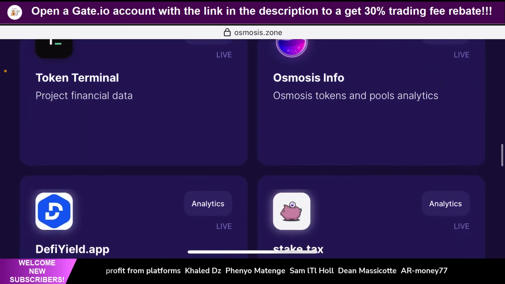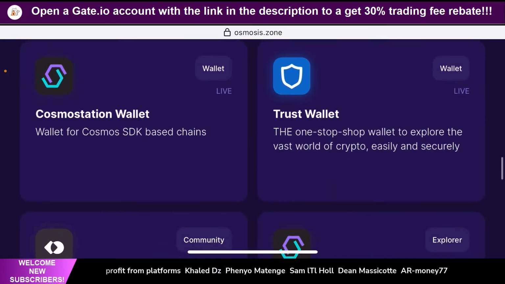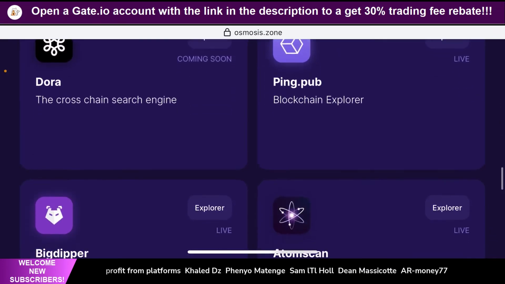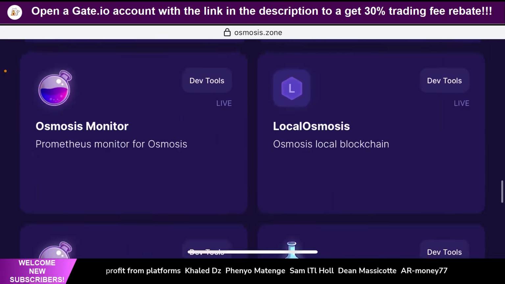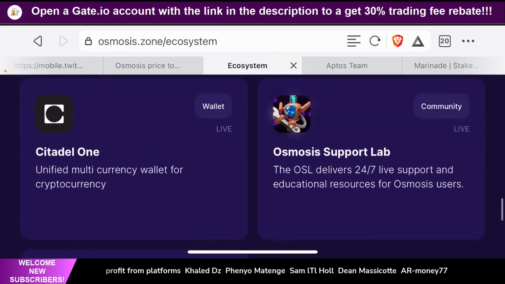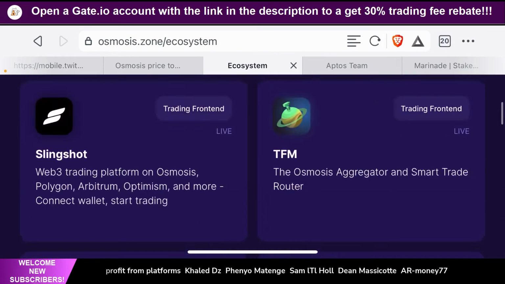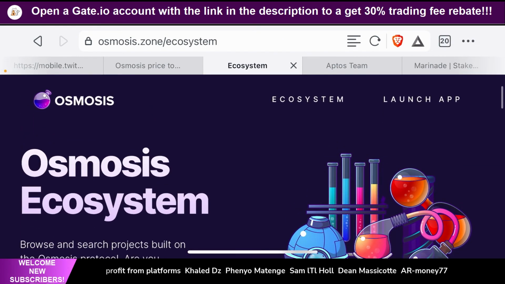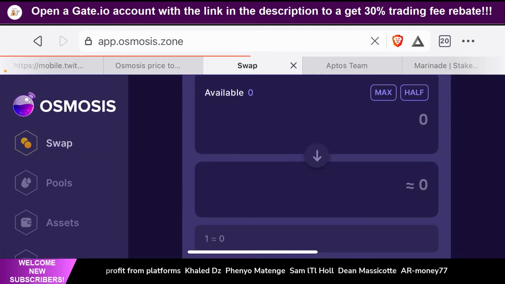which allows for creating front-end dApps that use Osmosis liquidity, right? So there's so much information here that you can go through in the ecosystem tab that provides a lot of information about projects that are constantly working closely with Osmosis as well as the Atom ecosystem as a whole, right? So if you click on Launch App, it takes you to the app itself.